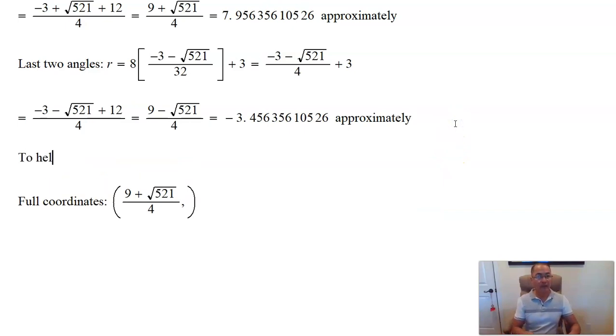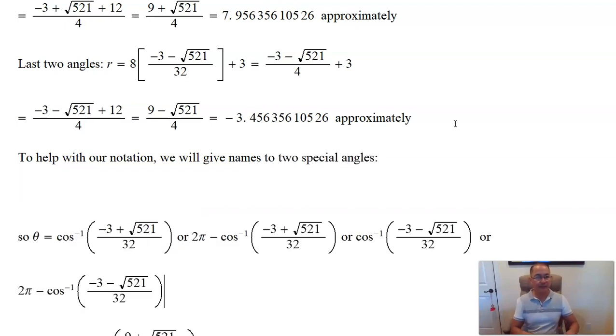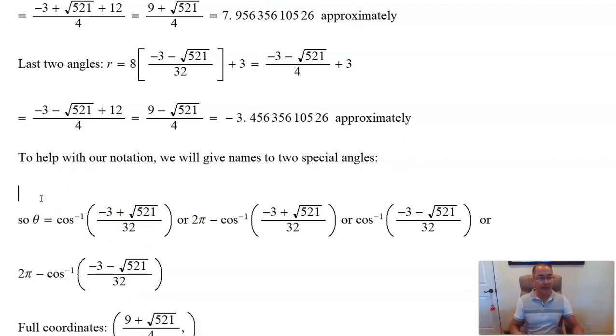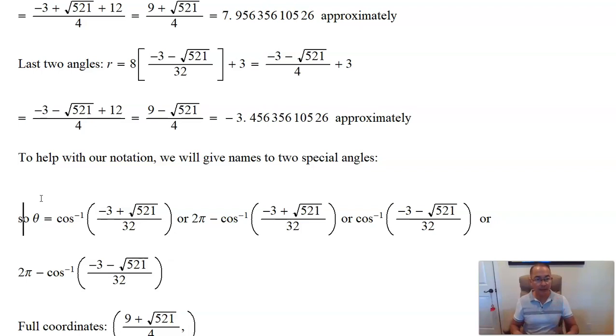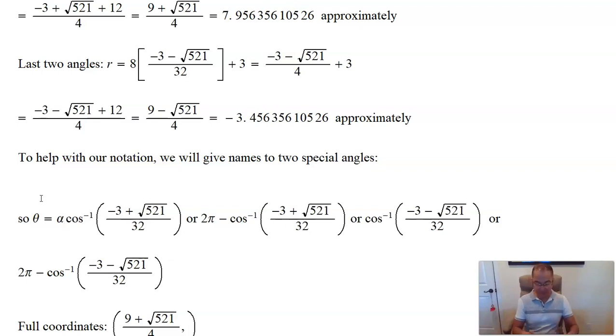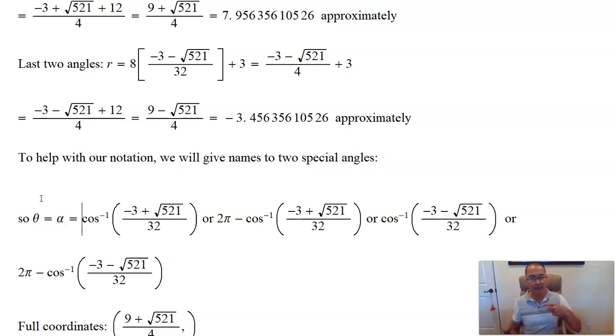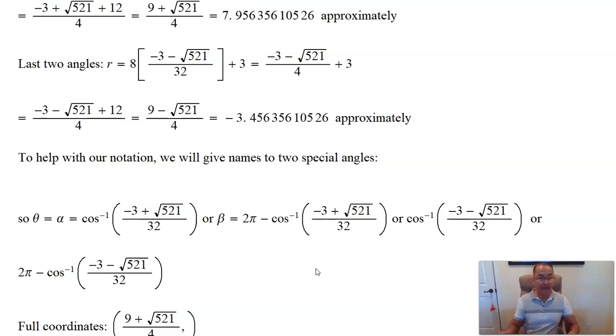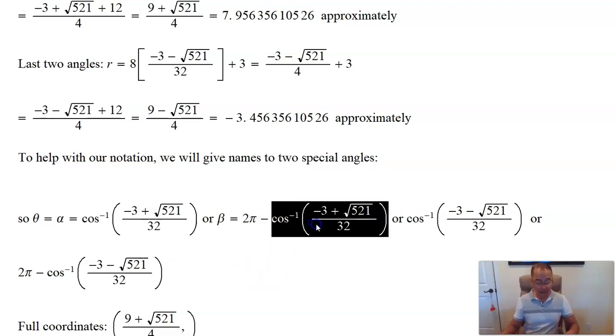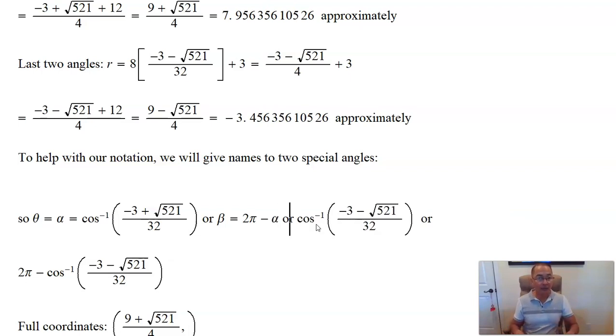So, to help with our notation, we will give names to two special angles. The first angle that we get is direct arc cosine, so let's call this angle alpha. The reason I didn't do this to our previous angles is because it wasn't so bad. It was just arc cosine minus 3 over 8. Here you have this nasty thingy. So we will get alpha, and we will get another angle here, beta, which is 2 pi minus alpha. Notice that this is our alpha.